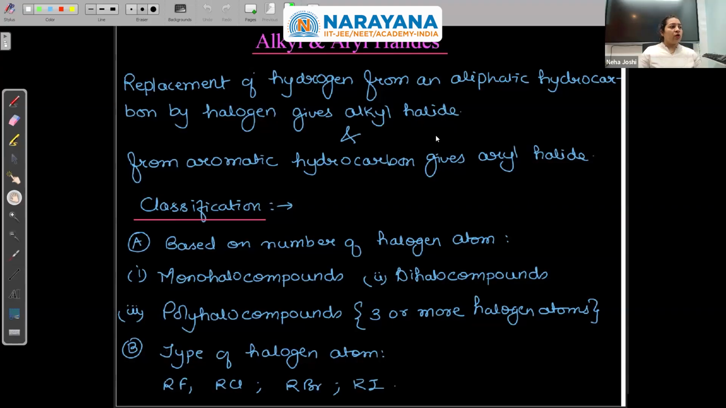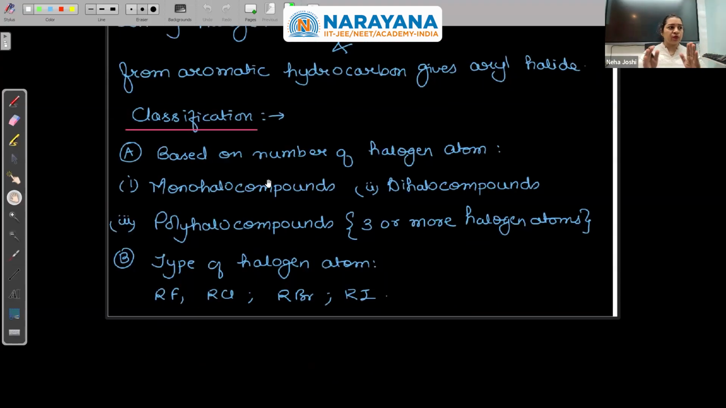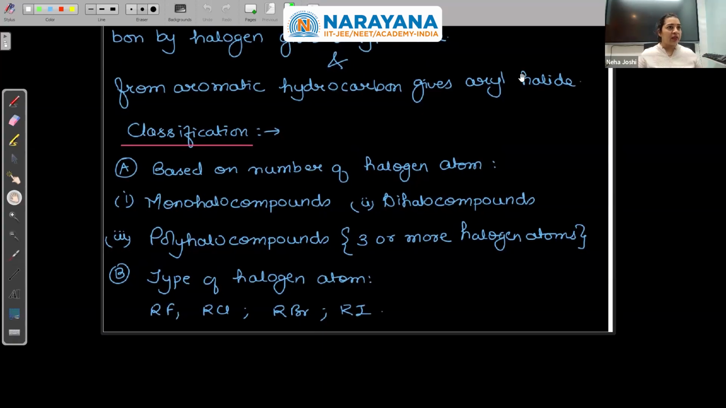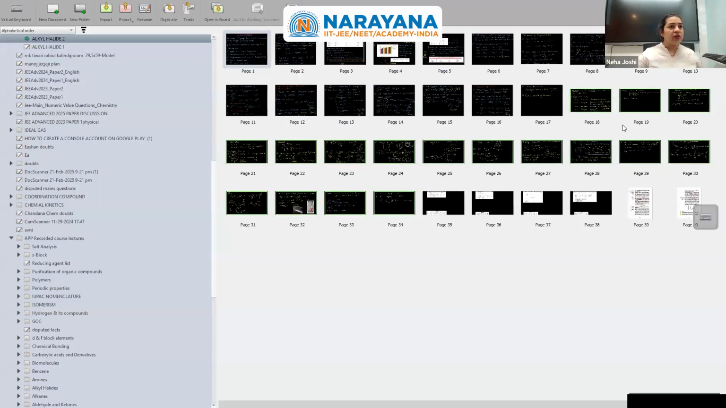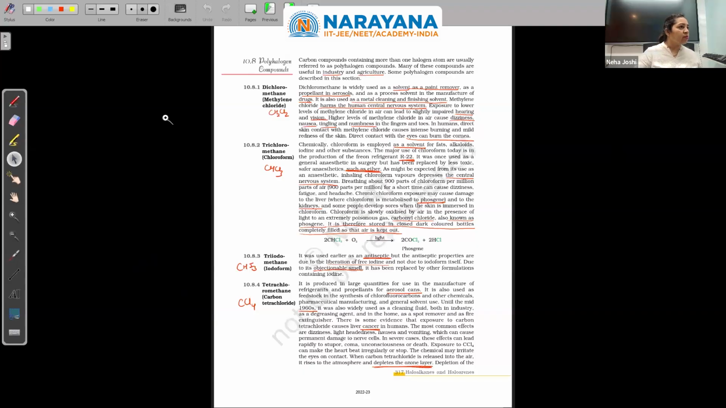Now, classification of alkyl and aryl halides, which we have done, but again based on the number of halogen atoms. It could be monohalo, dihalo, or polyhalo compounds, three or more. We usually say three or more halogens, but refer to NCERT, which says otherwise. Any halo compound which has more than one halogen is referred to as polyhalo. I will show you the NCERT and we will see how it is mentioned.